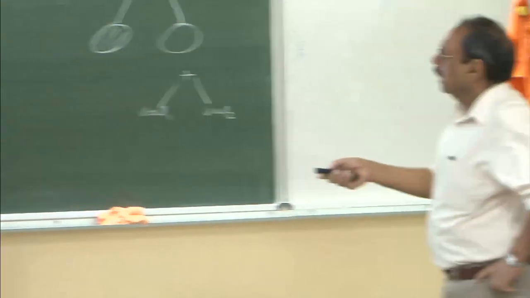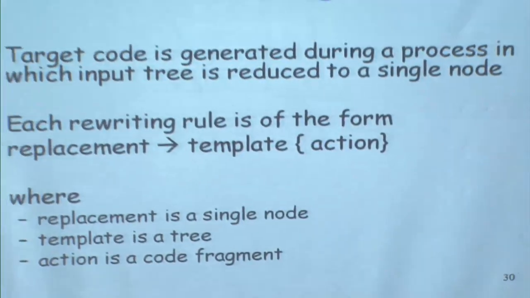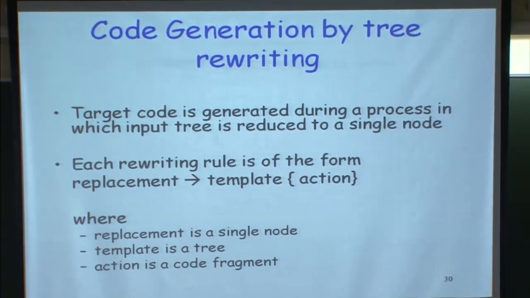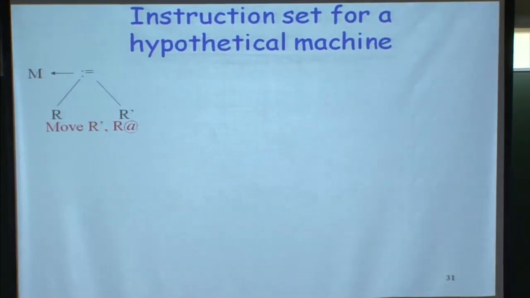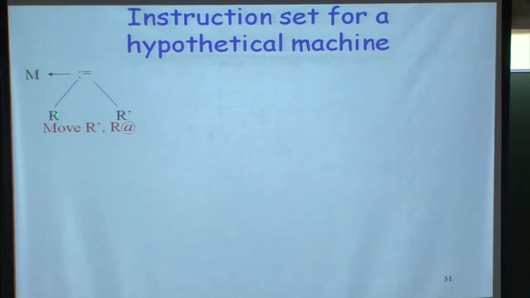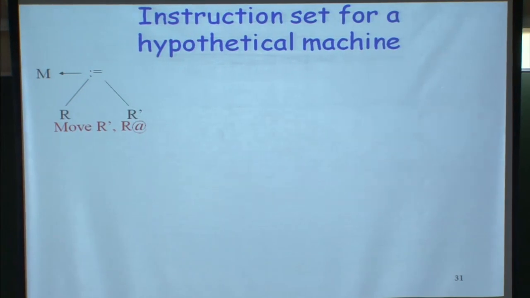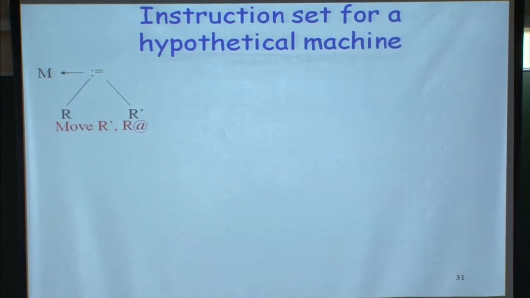It says that I have a template which I can replace by something, and at the same time I can take an action there. So suppose now I have an instruction of this form which says that I want to move content of a register into a memory location. So what this template is saying is that the left hand side is an address, the right hand side is a register which contains a value. This assignment is being done, and the target of this is actually a memory location.